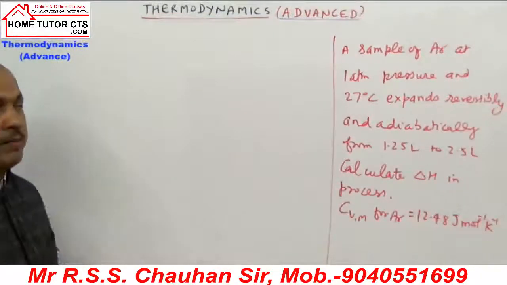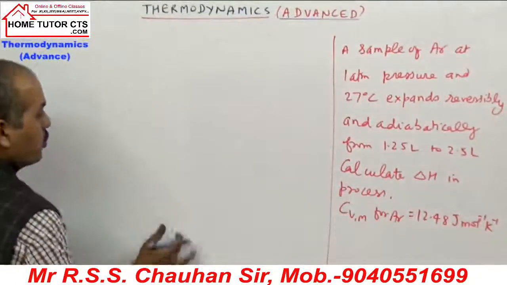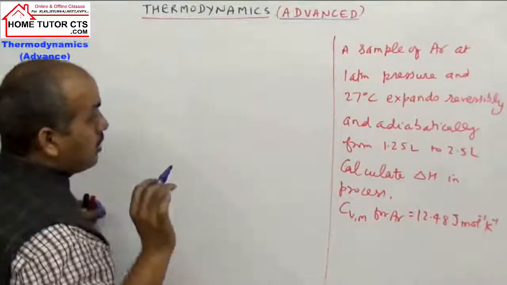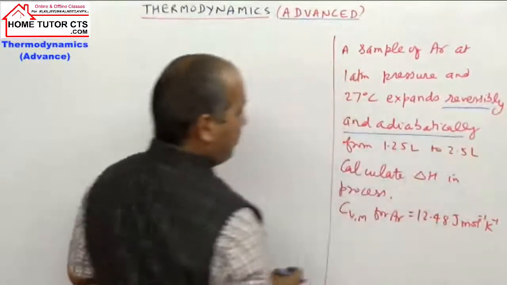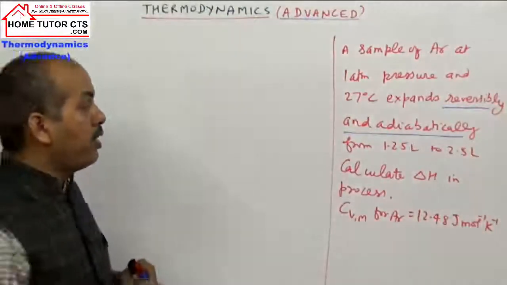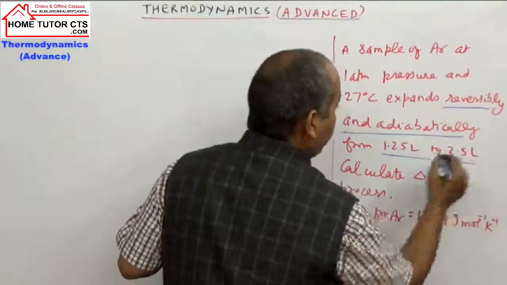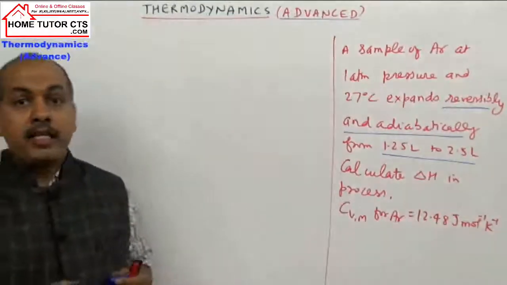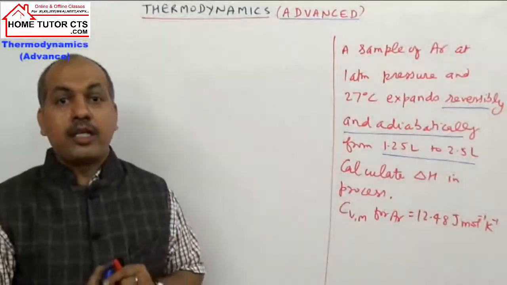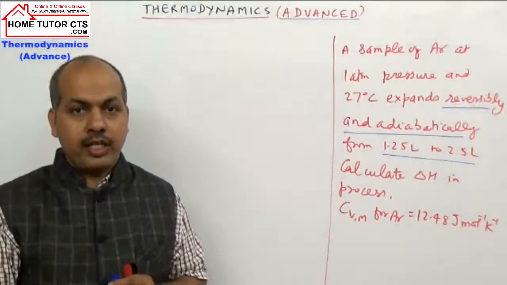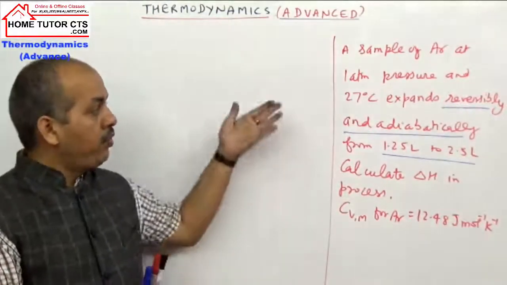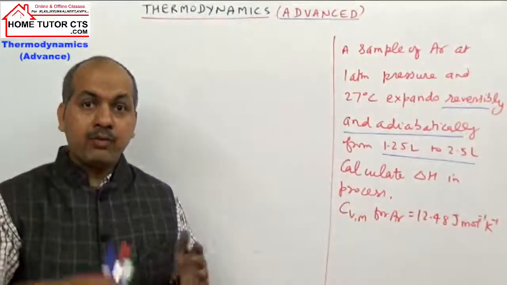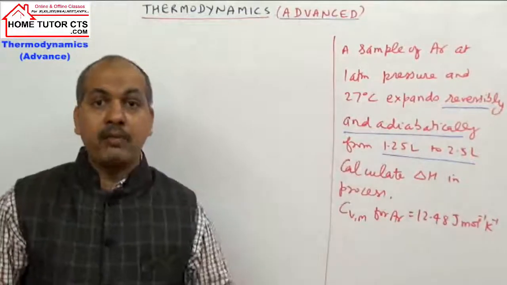Now let us come to the solution part of this question. To solve this question, see, in this case one term is given: reversible and adiabatic conditions. What do we have as variable? Volume is changing. And remember, in adiabatic conditions, temperature will not remain constant. That also will change, because Q will be 0, and in expansion the work has to be done by the system.